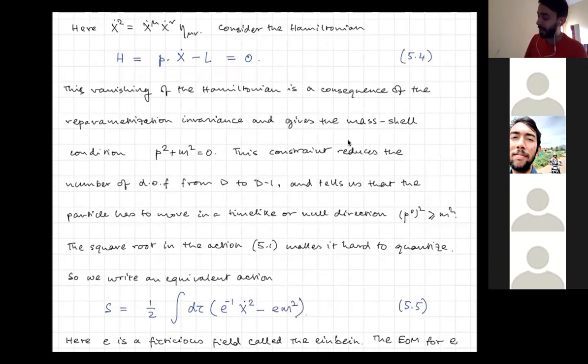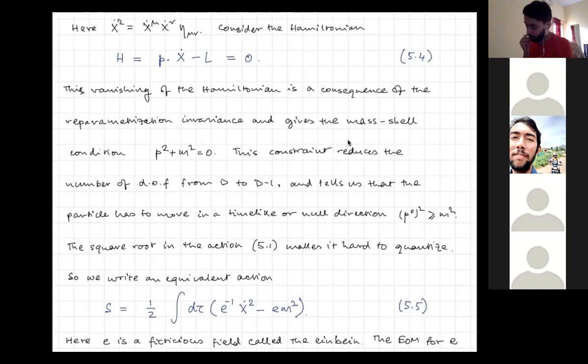And this is just saying that p squared plus m squared equals 0. This is the mass-shell condition. It's just saying that a particle has to move in a timelike direction or a null direction. If m is equal to 0, then it moves in a null direction. So this particular constraint that you have on your system decreases the number of degrees of freedom from d to d minus 1.